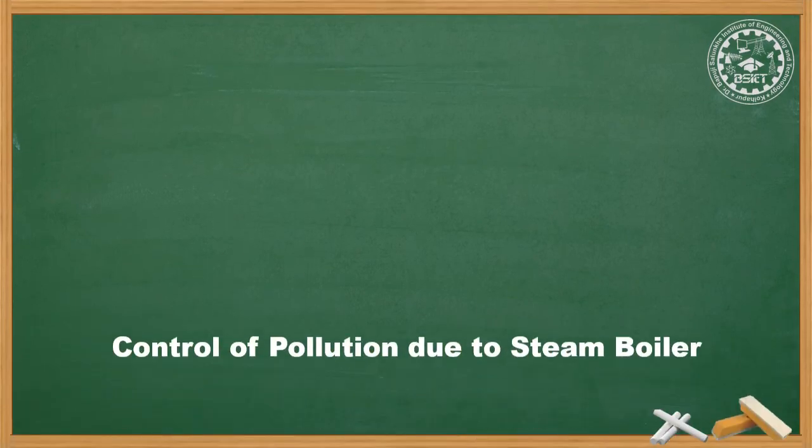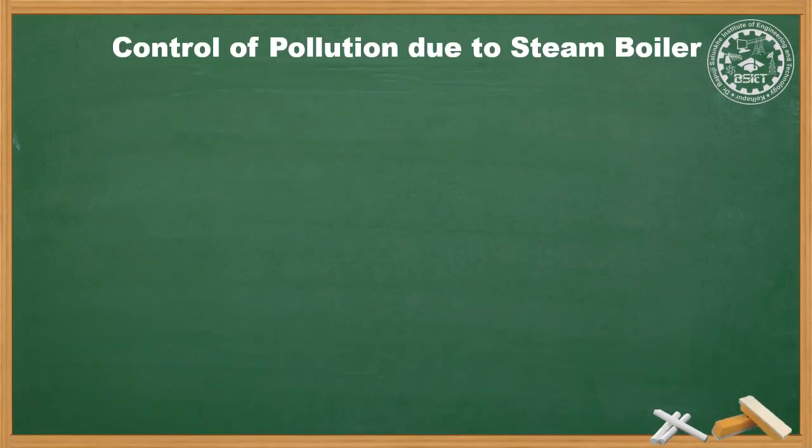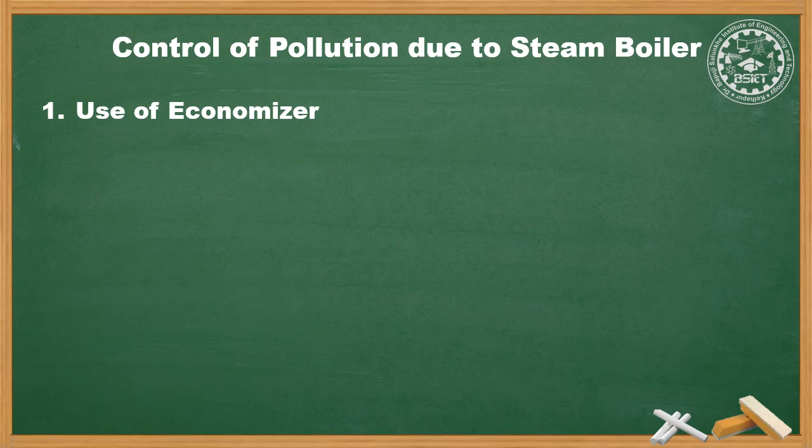So the last point of today's session, control of pollution due to the steam boiler. Due to combustion of fuel in the furnace of a boiler, soot, smoke and particulates are released into the atmosphere, which causes pollution in the air. So to reduce it, the following points are considered. First, use of an economizer. An economizer should be provided in the circuit for preheating of the boiler feed water so that the water easily gets converted into steam.